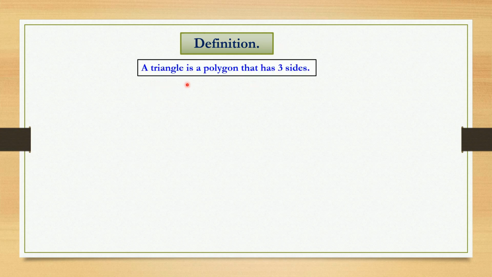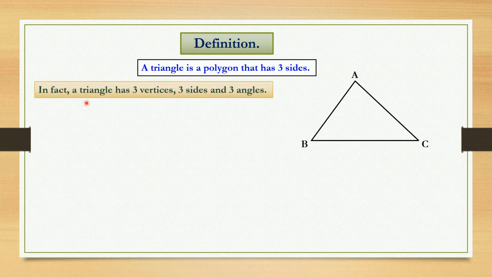A triangle is a polygon that has three sides. We know that a polygon is a closed figure formed by segments that are joined together. For example, if we draw these three segments while they are joined together, they will form this triangle. Let's name it triangle ABC. In fact, a triangle has three vertices, three sides, and three angles.